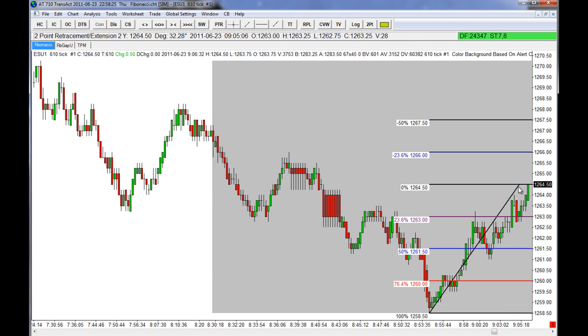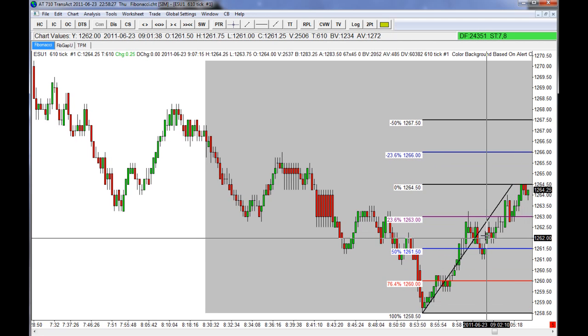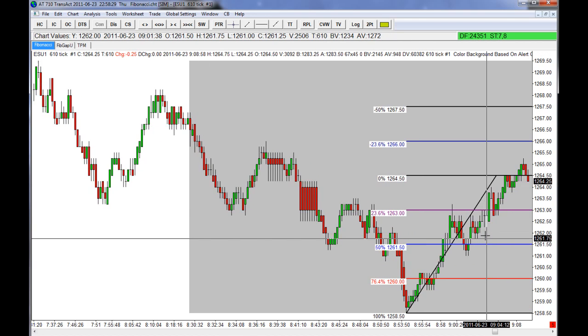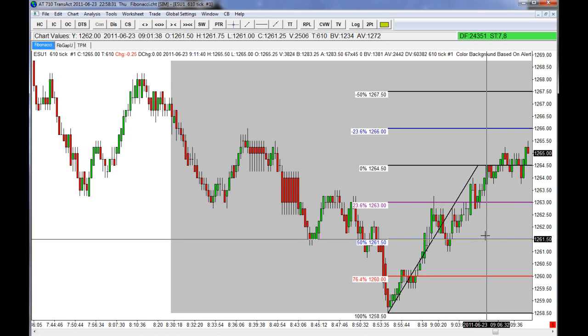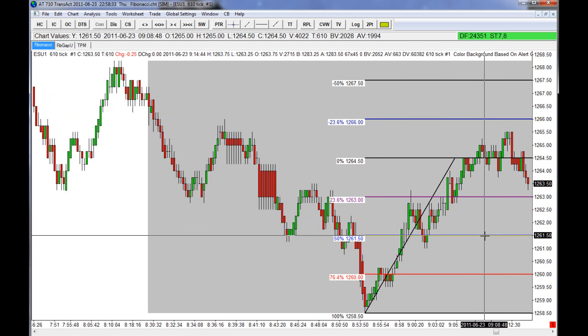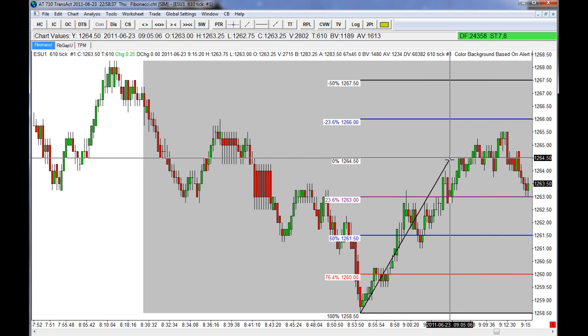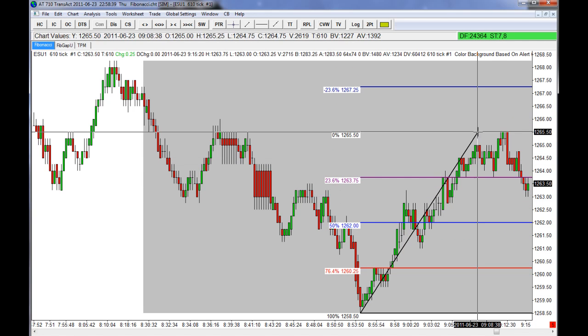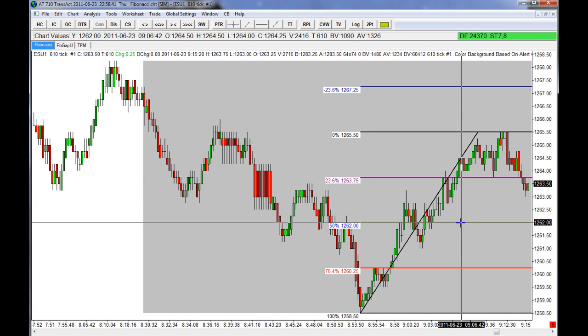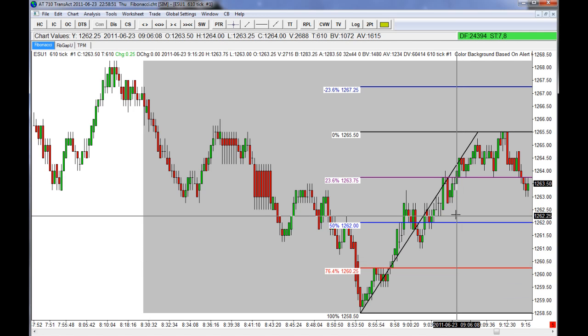So I drew a new fib in the opposite direction. Went above the 0% line, then retraced to 23.6. Okay, I had an order at 12.62 and a quarter here. I was looking to make 6 ticks, risking 8.